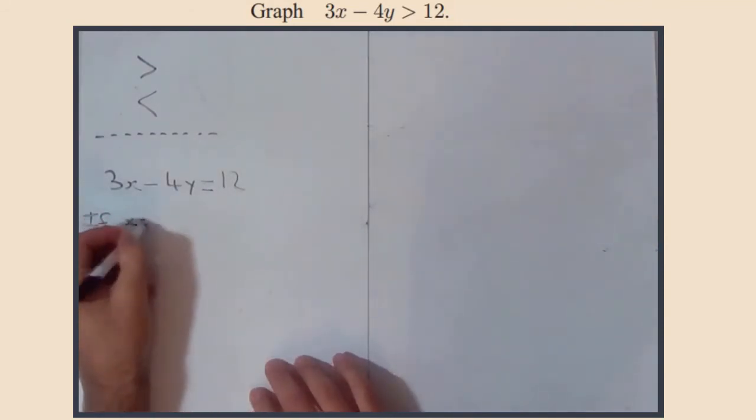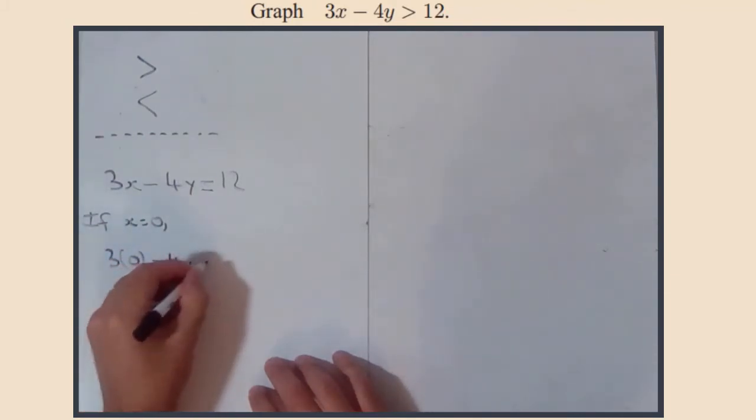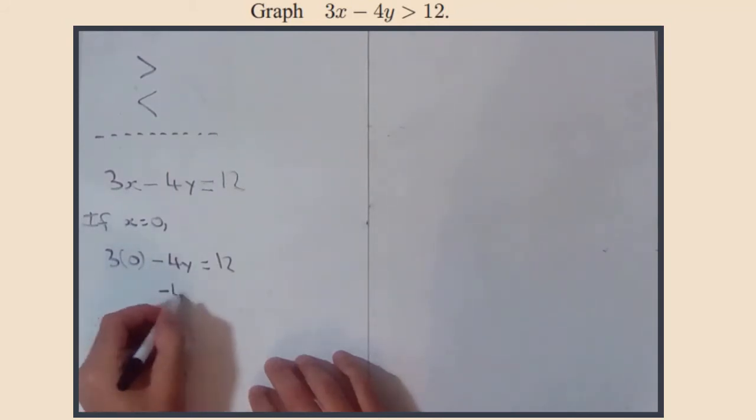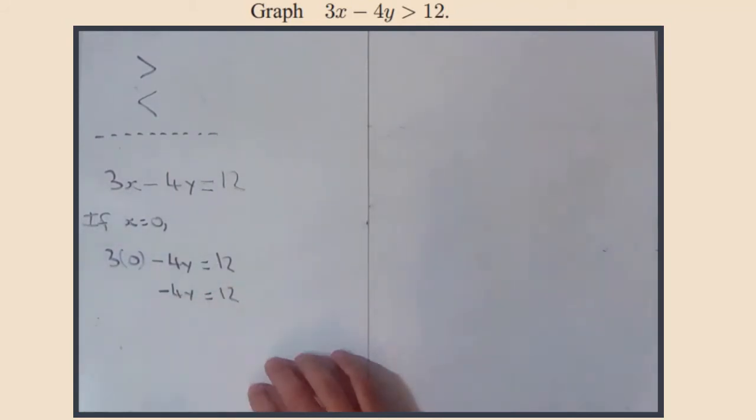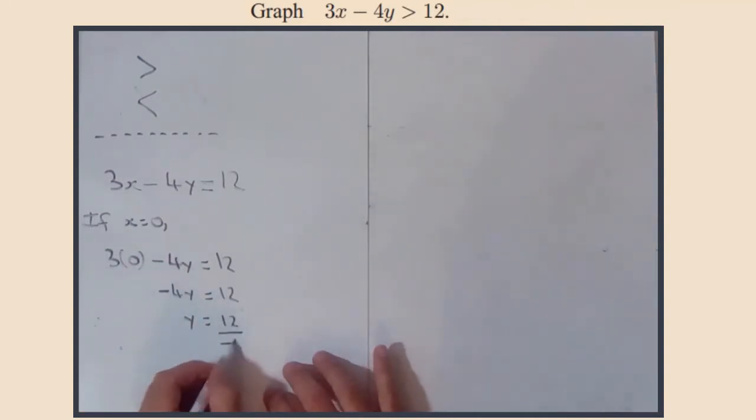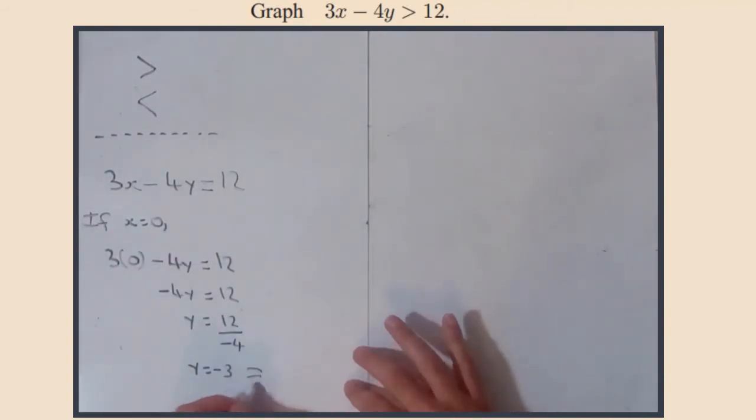So if x equals 0, 3x minus 4y is 3 times 0 minus 4y, and we know that equals 12. Well, this is just 0, so minus 4y equals 12. So y must equal 12 over minus 4, which equals minus 3. Y equals minus 3. So you know that when x is 0, y is minus 3. So (0, minus 3) is a point on the line.